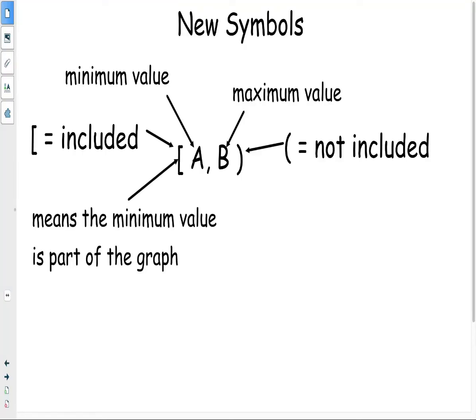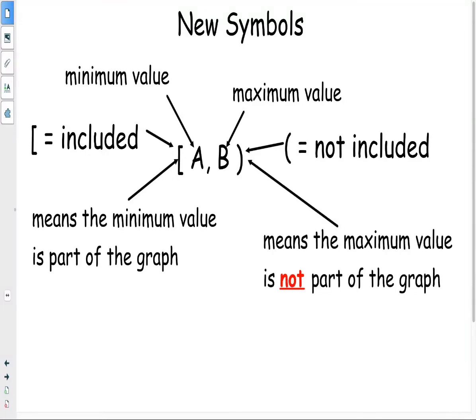Then, of course, if we were interpreting this, that would mean that the minimum value is part of the graph because it has a bracket and it's the first value, so it's a minimum. Also interpreting it, we would see that it means that the maximum value is not part of the graph because our second value is our maximum value and it's a parenthesis, which means it's not included. That will make more sense when we get some examples.